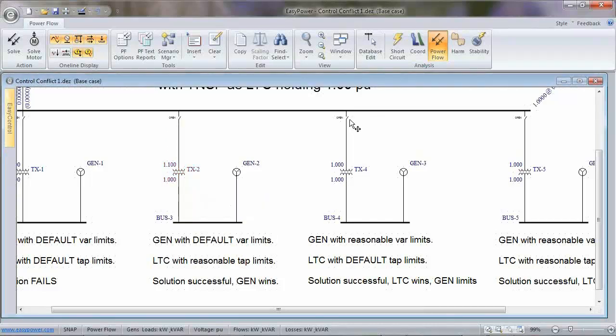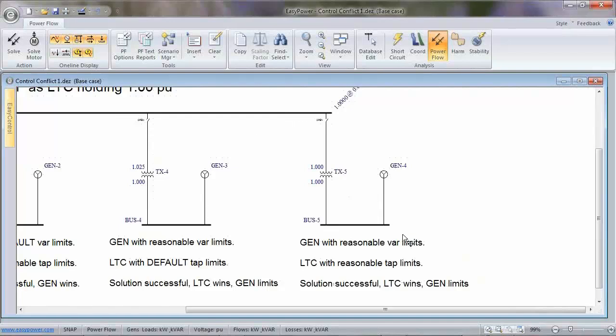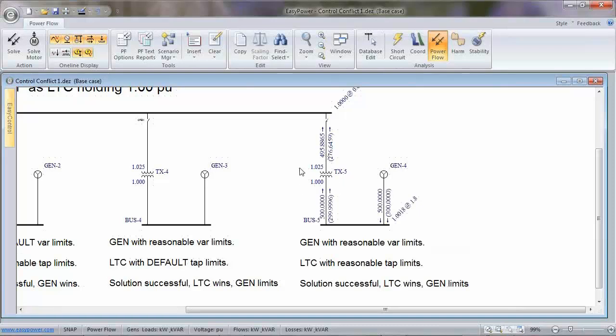Similarly, if I flip those, put reasonable VAR limits on the generator and the LTC with default wide open tap limits, you'll see that the generator hits a 300 kVAR limit and the transformer wins, okay? Because the gen limits. This had infinite capability. If we were to put reasonable VAR limits and taps on both of them, we see that the LTC still wins because the generator went on limit before this hit its limit.